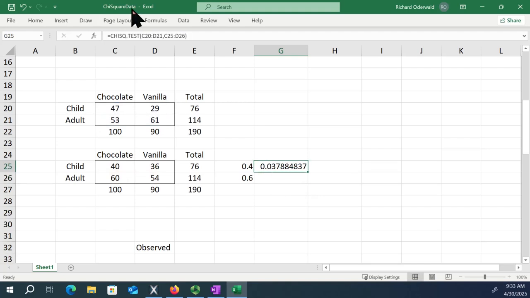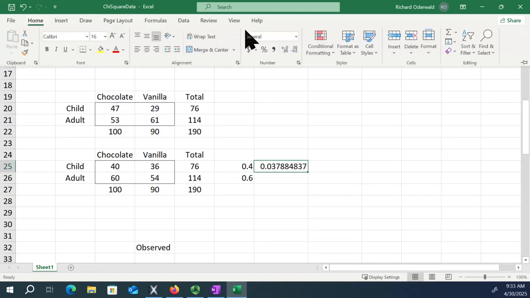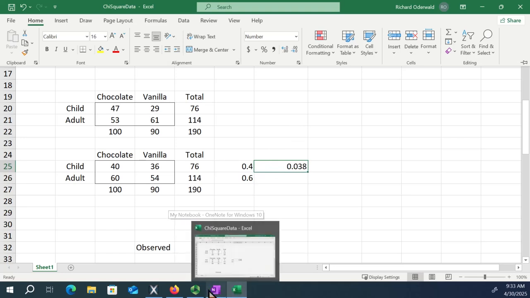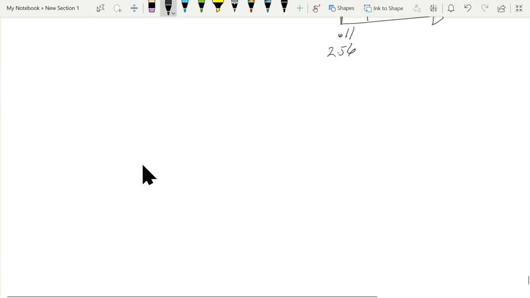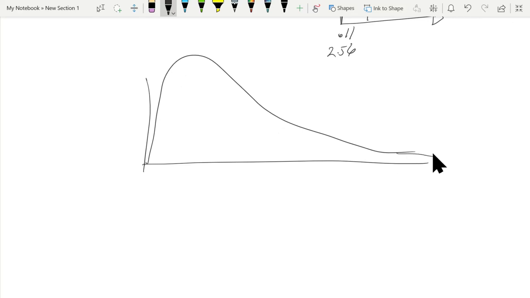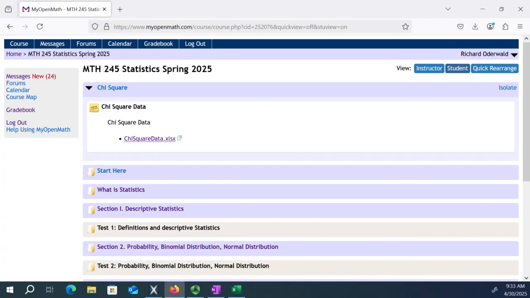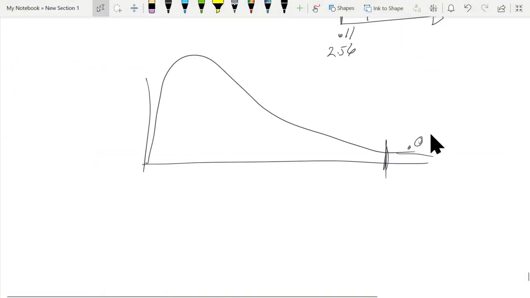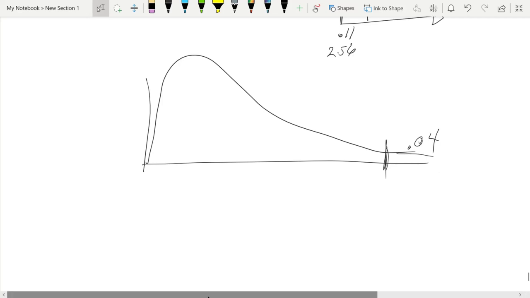And here, this gives me the area in the right tail. It doesn't give me a chi-square value. This one, I have 0.038. It just gives the p-value for this. Here's the chi-square distribution with 1 degree of freedom. And the actual position of my chi-square test value, what was it? 0.038, 0.04. 4% is in the tail.